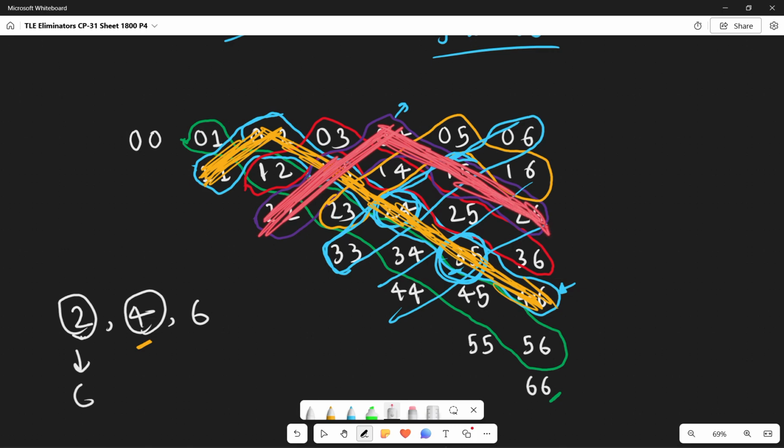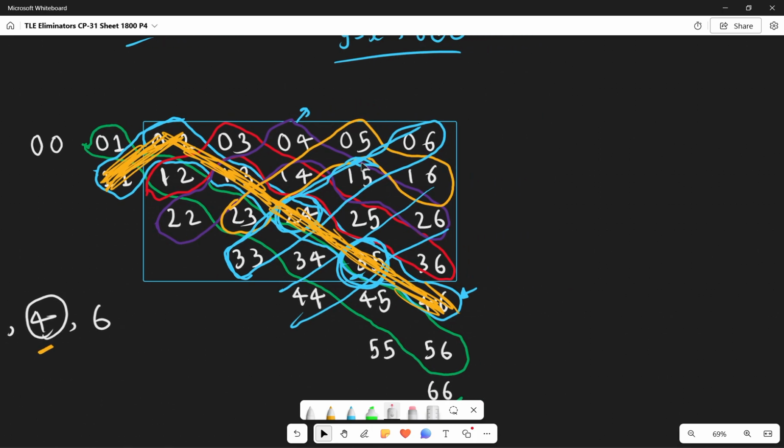Are you noticing something? Yes, you should, because this is the only number that is both common to 2 and 4. Makes sense? Yes, it absolutely does.